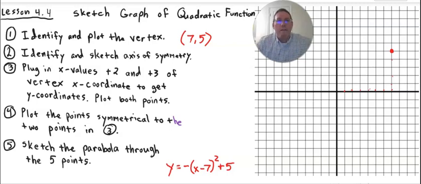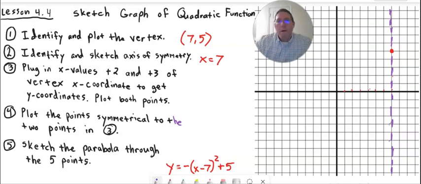Now we want to identify and sketch the axis of symmetry. Okay, which is going to be, it comes right from the x value. So it's going to be the vertical line x equals 7. Okay, all right, so let's change colors here just so that it's, so here's our axis of symmetry, which runs right through the vertex. Okay, here's our axis of symmetry. We're going to need that later when we want to do the symmetrical points. Okay, there we go. Okay, great.